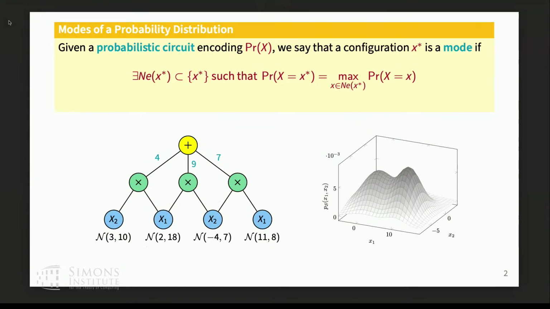So a mode of a probabilistic circuit, or of any distribution, is just a local maximum, right? It's a point where, in terms of the density that it represents, you can find some neighborhood where that point is a maximum. Of course, if you're considering the discrete case, then the neighborhood is something you need to specify. In the continuous case, usually you would take a ball. In the discrete case, you can take Hamming distance or some bounded Hamming distance, something like that, right? So for this network here, if you just plot the density, you get this image, and then the modes would just be the peaks.